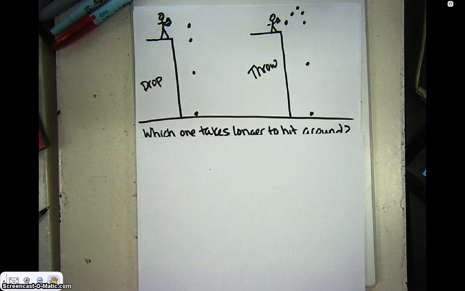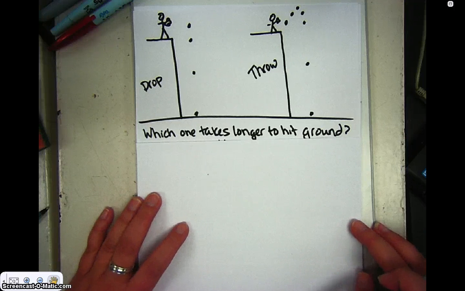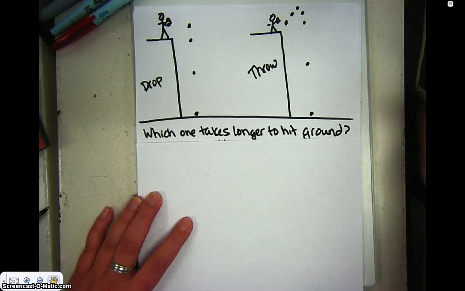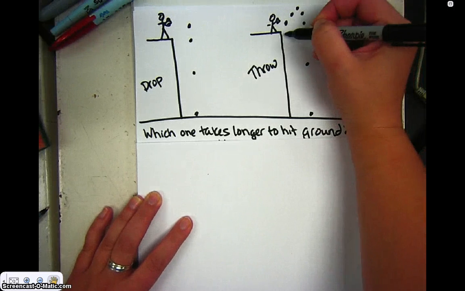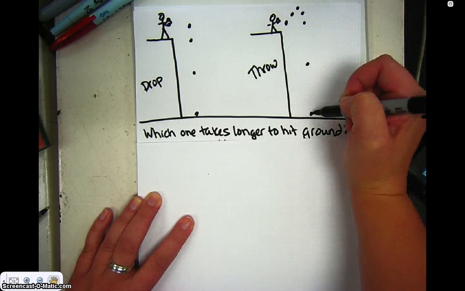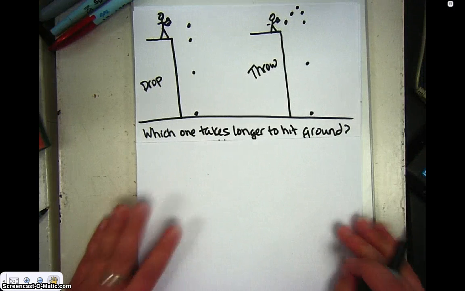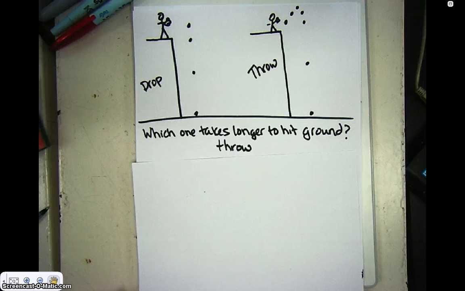Okay, so the first one is, in which of these scenarios does it take longer to hit the ground? So in this scenario, it drops straight down, where this one, it has to take the time to go up, slow down, come to a stop, and then speed back up and hit the ground. So we should know, just using common sense, that actually the throw is going to take longer to hit the ground, or spend more time in the air.